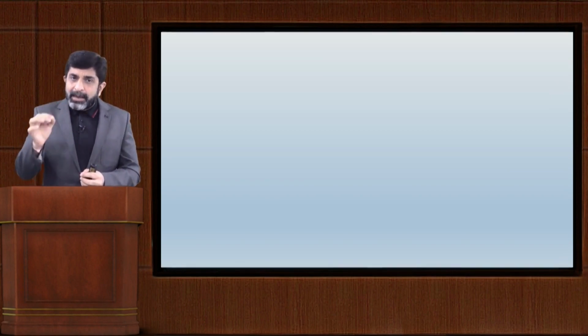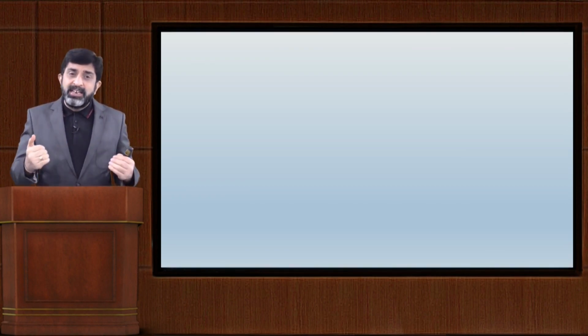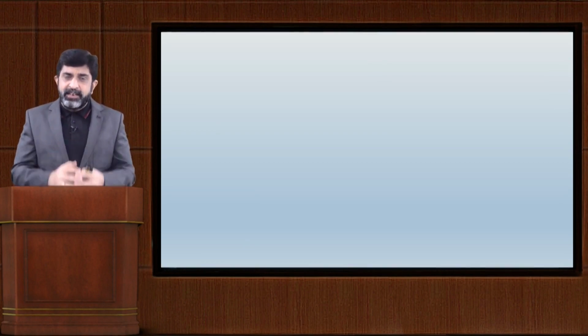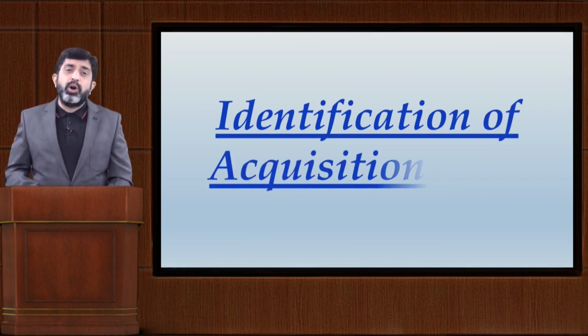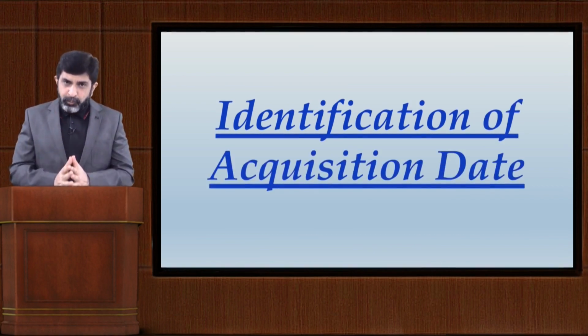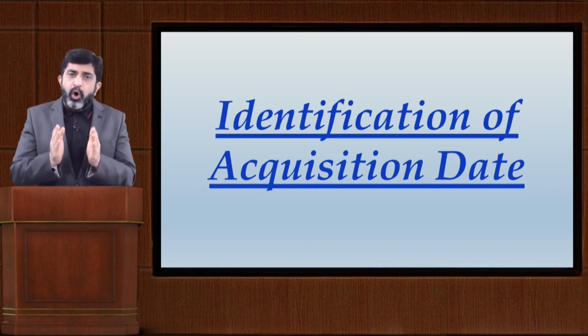The first step was to identify the acquirer. We have learnt in detail about identification of the acquirer, or identification of the acquiring entity. The second step in that process is identification of the acquisition date. That is what we are going to start the class with. Identification of the acquisition date is also a very important step.